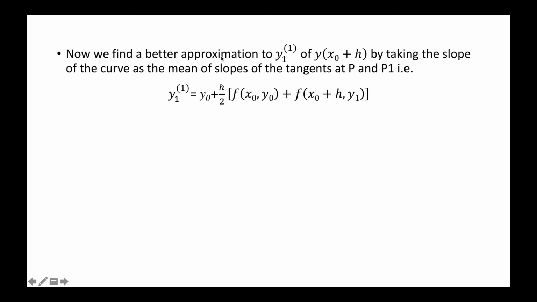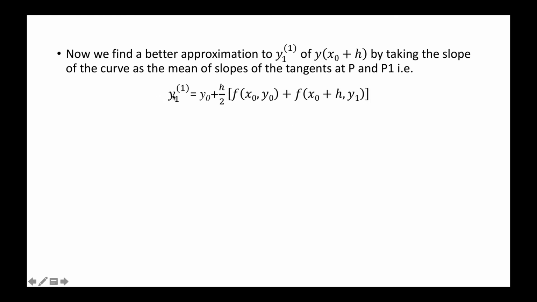Now we find a better approximation to y1. In superscript in bracket we have 1, which means for first iteration. So y1 of y of x0 plus h by taking the slope of the curve as mean of the slope of tangent at P and P1. So in Euler method we have slope of tangent at point P only. Now in modified Euler method we have tangent at 2 points P and P1, and we are taking the average of the slope at these 2 points.